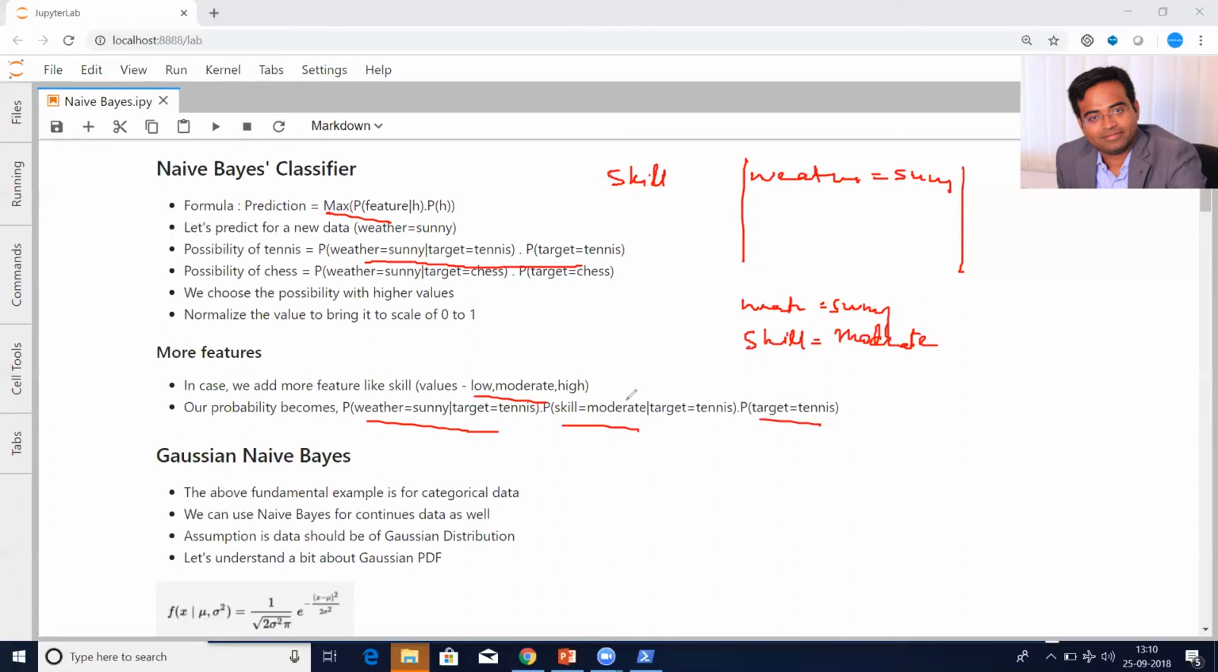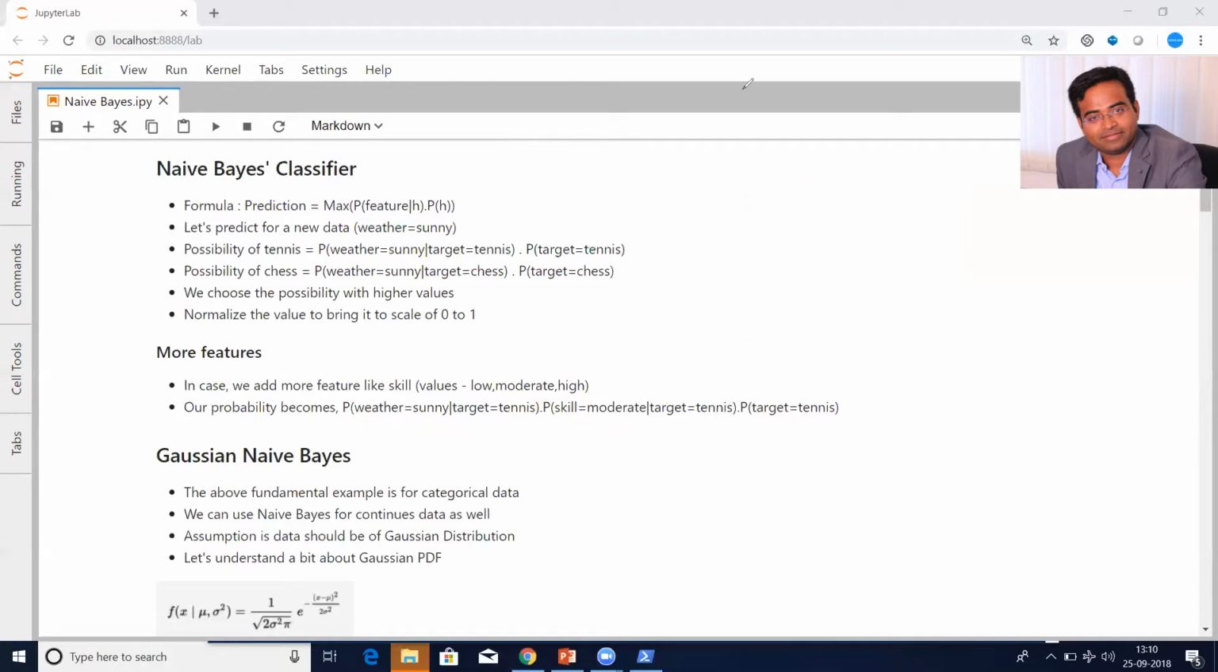This is the class probability, this is the conditional probability. This is the probability for tennis. You will similarly calculate the probability for chess, then you will normalize it, right? Then based on whichever is the higher value, you will conclude that. So this is how naive Bayes works for categorical data.